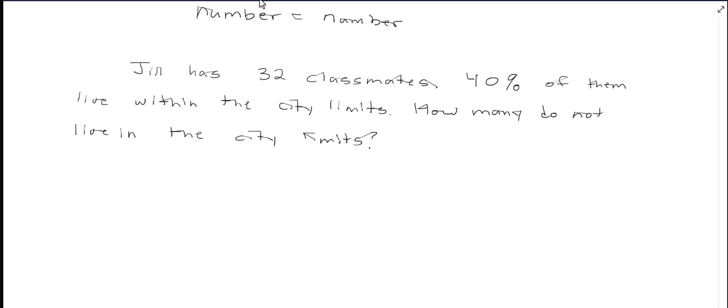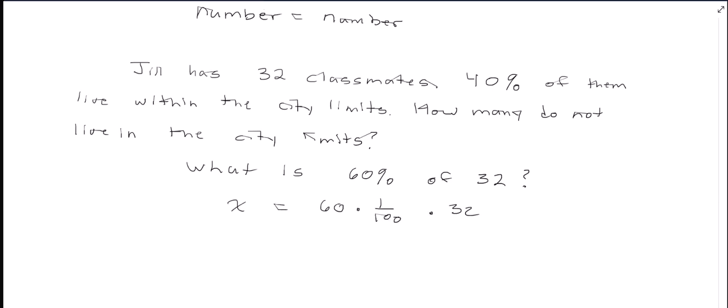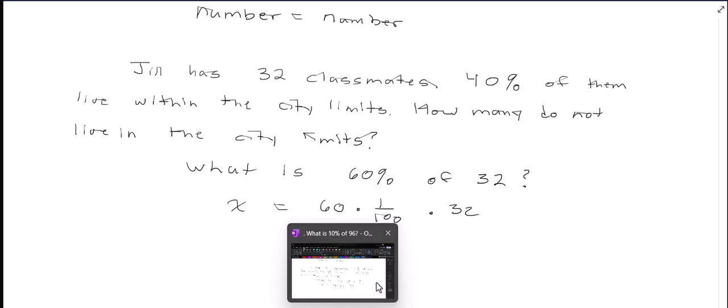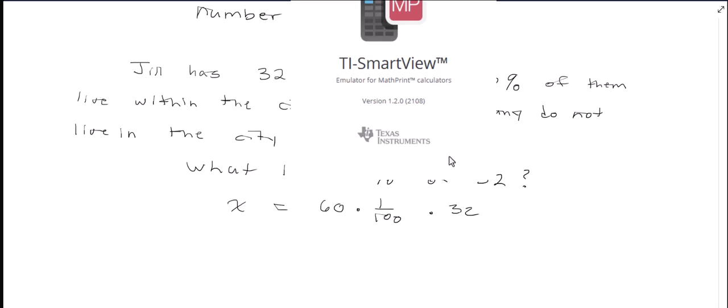And you can answer this in two ways. You can either figure out how many live in the city limits and then subtract from 32, or you could say, well, if 40% live within the city limits, 60% do not live in the city limits. So what is the basic question? The basic question is, what is 60% of 32? And then once you have that, you can just translate that. X is 60 times 1 over 100. Of is times 32. And then you would just have 60 times 1 over 100 times 32.